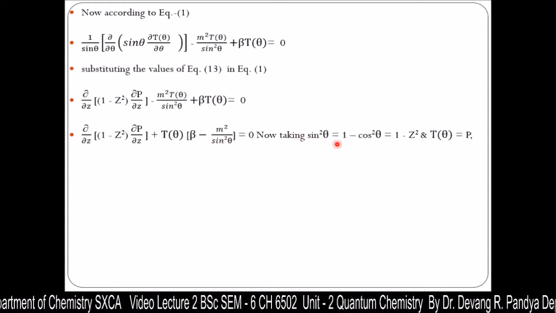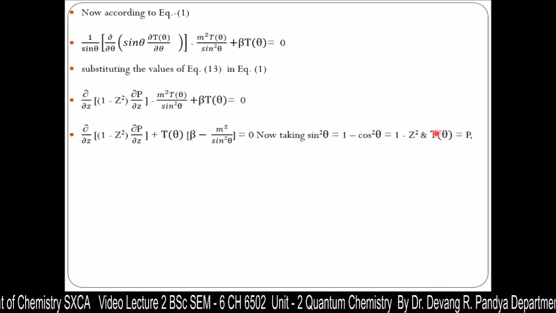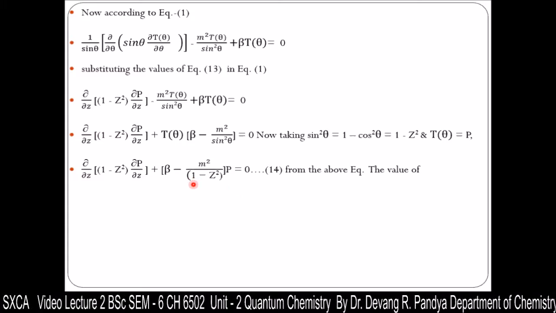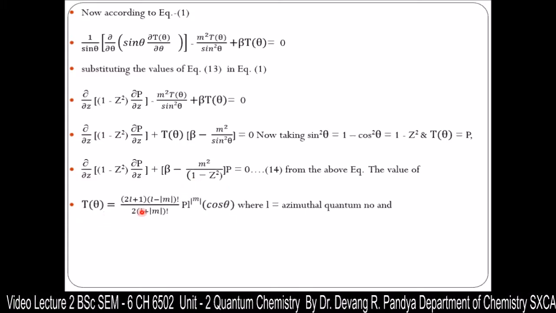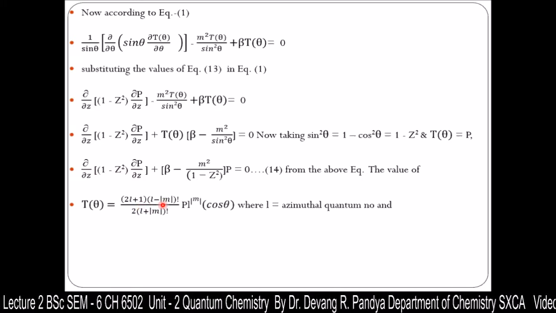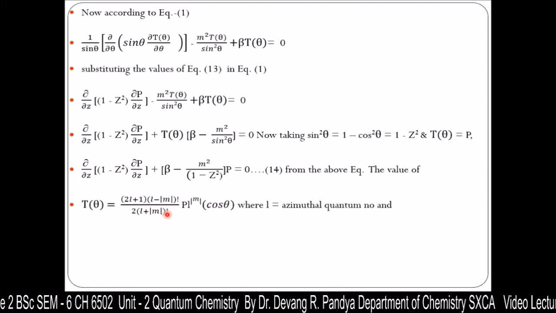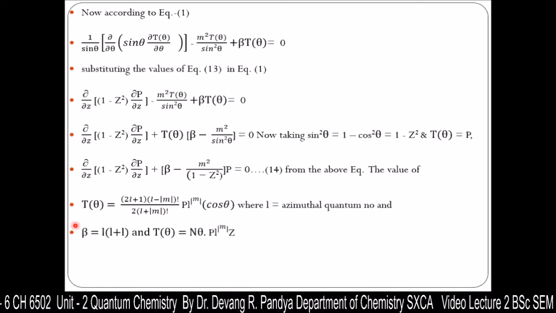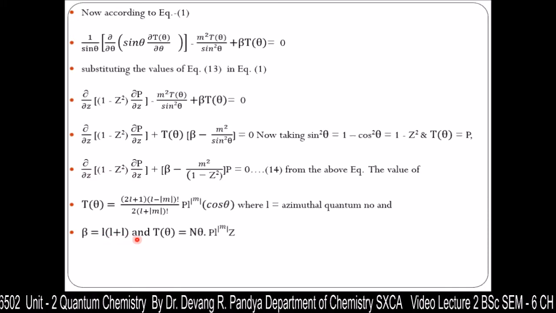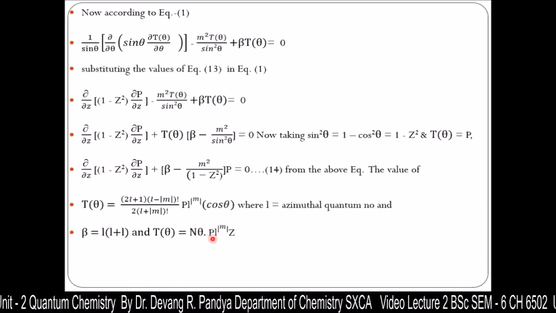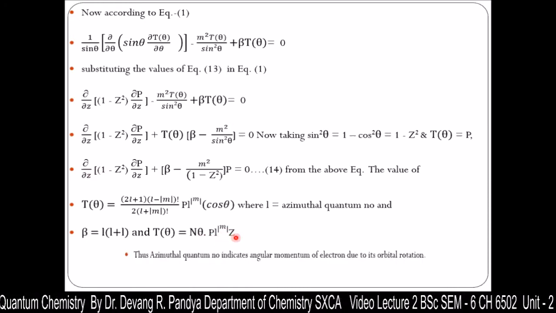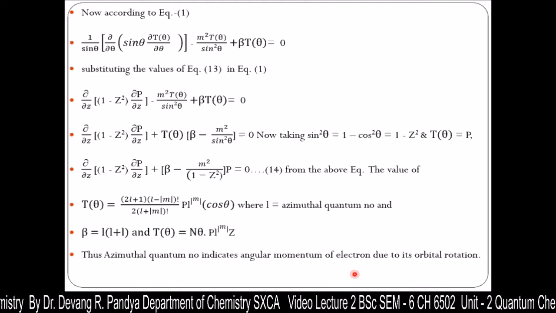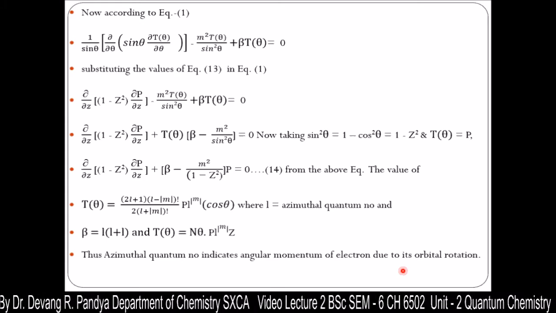Now taking sine square theta is equal to 1 minus cos square theta, that trigonometric relation, if we use it over here, we're going to get equation 14, and that has the value T theta is equal to plus 2l plus 1 into l minus m. So we have substituted the value of the azimuthal quantum number over here. Beta is equal to l bracket l plus 1 and T theta is equal to N into theta P l m z. The azimuthal quantum number indicates the angular momentum of the electron due to its orbital rotation.